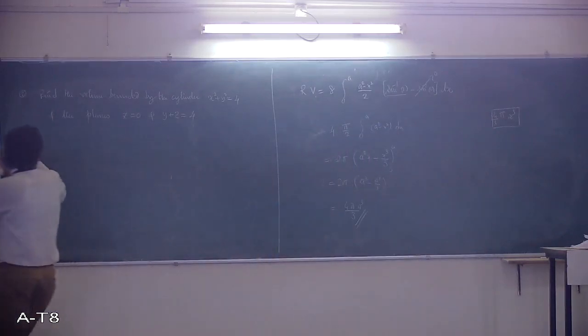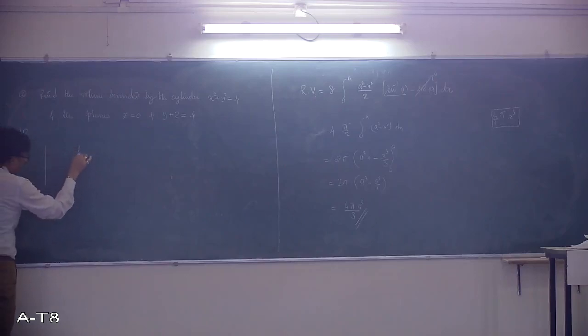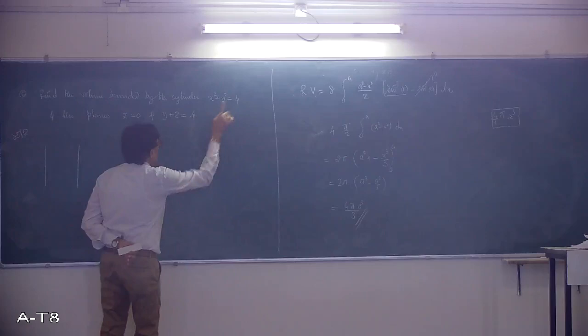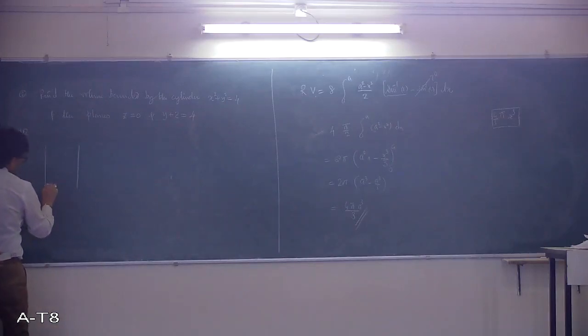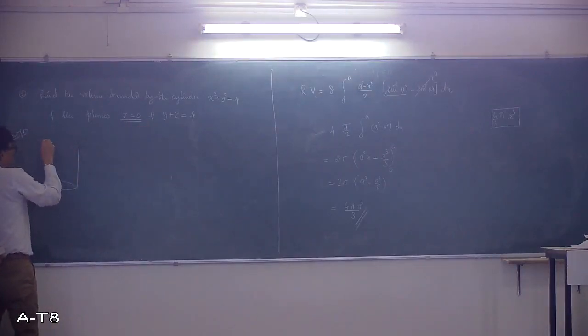So the solution of this example: first draw the figure, after that we can think about what it is. The x square plus y square cylinder is nothing but this figure. The base of the cylinder itself is a circle, the equation is given to you. So the base of the cylinder is z equal to 0, and that is the cylinder, which I am drawing in this place.